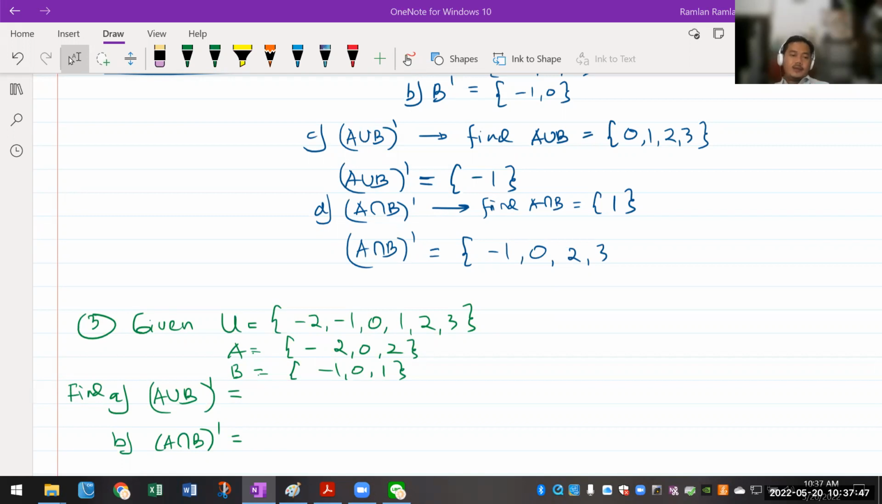Okay, again, guys. So for the A union B complement, the first thing that you need to do is to find the elements from A union B. Cari dulu A union B-nya apa aja, ya kan? Nah, after that, the A union B complement is all of the elements in the universal set except the ones that you have from A union B. Oke, silakan dicoba.